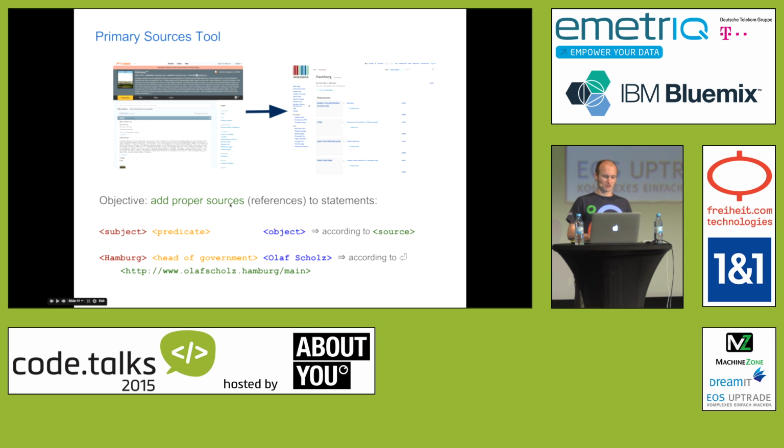So in a more abstract way, subject, predicate, object is the fact according to whatever source. You can see the source in green. So let's make it concrete. Hamburg, head of government, Olaf Scholz, according to, for example, Olaf Scholz's homepage, .hamburg/main. This could be a reliable source.